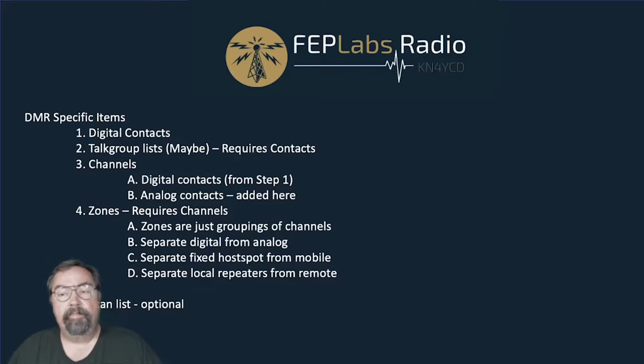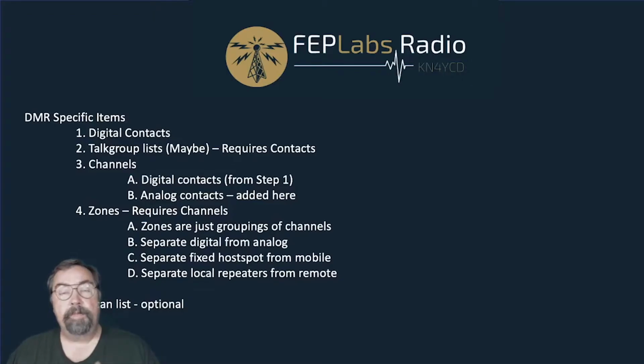Talk group lists. This requires the contacts to be in the radio. The way I do talk group lists is I create one talk group list per DMR digital contact. So if I've put Alabama Link in the radio, I have a talk group list called Alabama Link, and that talk group list links back to that contact called Alabama Link.